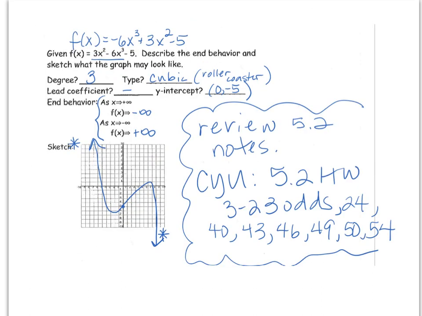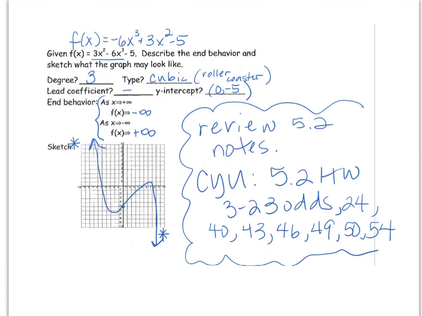For this last example, what we had to recognize was the fact that it wasn't written in standard form. It said, given f of x equals 3x squared minus 6x cubed minus 5. Recognizing that the degree is the biggest exponent, notice x to the third needs to be written first. We took time to rewrite it in standard form, so we were clear on what our degree was and our lead coefficient.